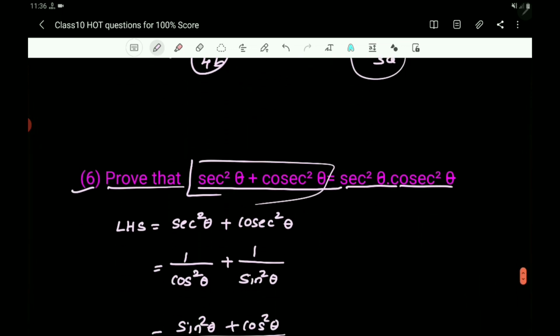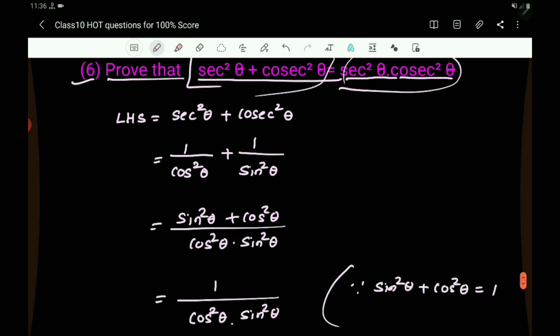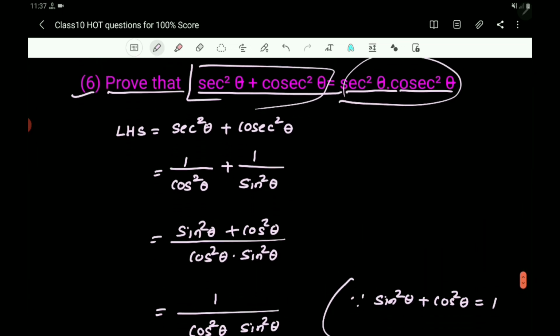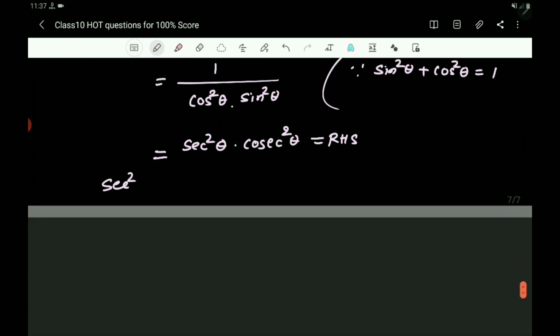Here what you have to show? That is equals to sec² theta into cosec² theta. You know that the reciprocal of cos² theta is sec² theta and reciprocal of sin² theta is cosec² theta. Naturally it becomes sec² theta into cosec² theta, which is equals to RHS. Therefore you got that sec² theta plus cosec² theta equals sec² theta into cosec² theta.